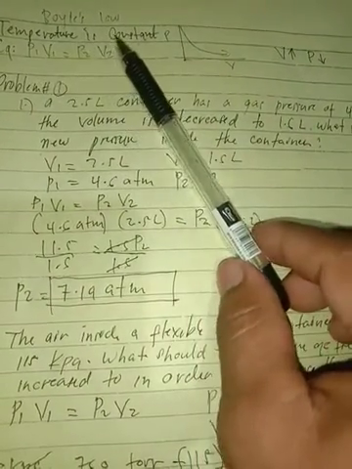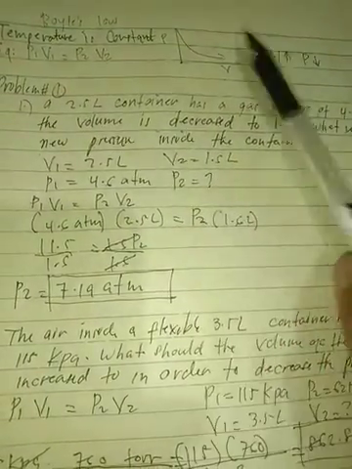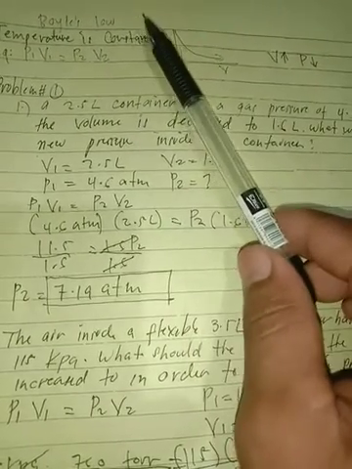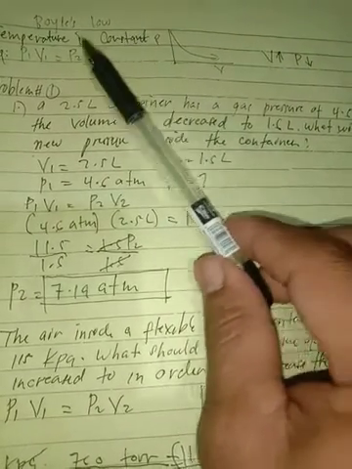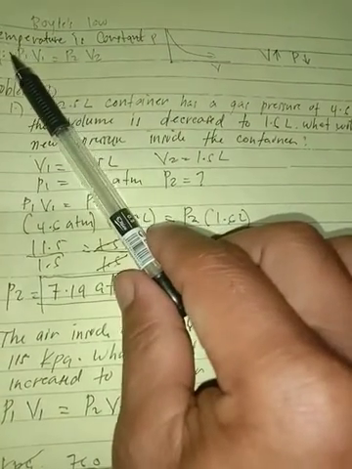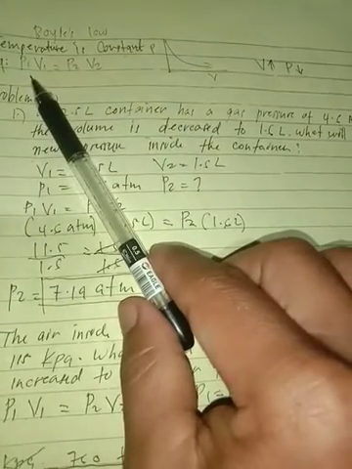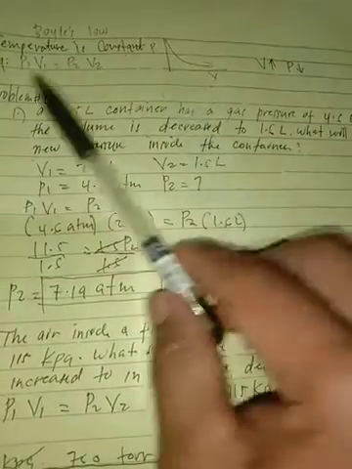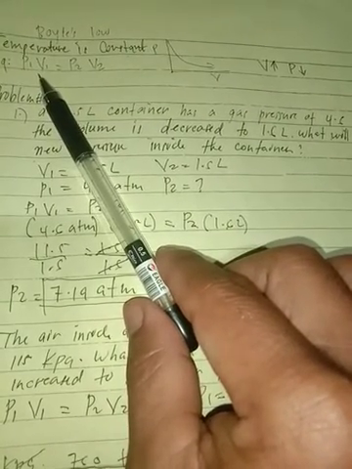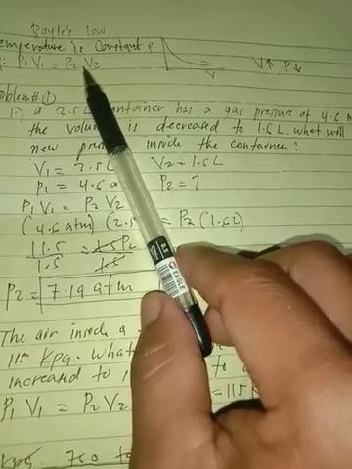So in Boyle's law, I have three problems here. This is in module 3 and the culminating activity. In Boyle's law, remember that temperature is always constant. So our equation here is pressure 1 times volume 1 equals pressure 2 times volume 2.